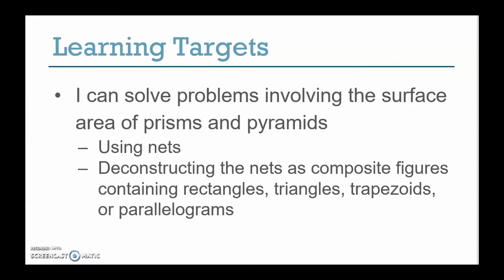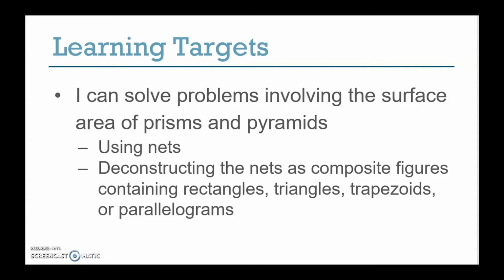And when I look at the net of the prism or a pyramid, I'm going to notice that it's a set of composite figures. Some of them have rectangles, triangles. If it's a really nifty design, it might have trapezoids or parallelograms. But because we learned how to calculate the area of each of those separate figures in 6th grade, we're now going to use them in conjunction together in a composite figure to determine the surface area of a prism or pyramid.